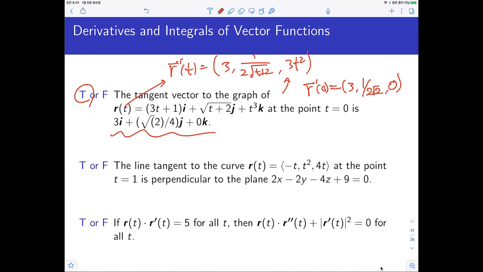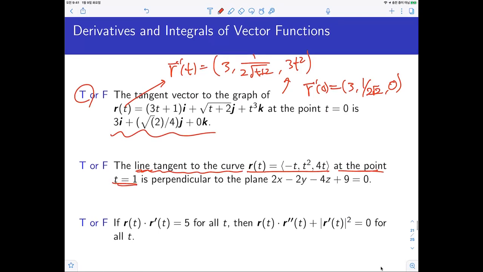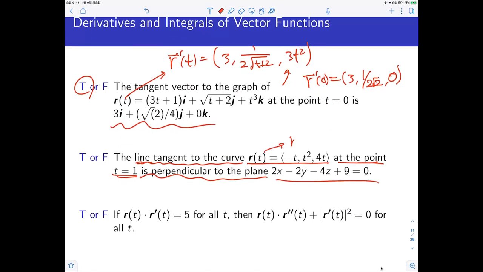So this is true. And the next one: the line tangent to the curve r(t) at the point t equals 1 is perpendicular to the plane given. Here r'(t) is (-1, 2t, 4). We substitute t equals 1 to get r'(1) is (-1, 2, 4).